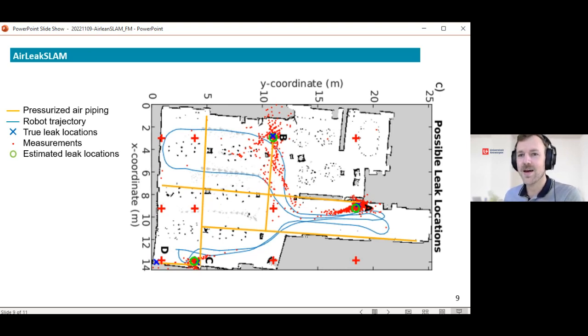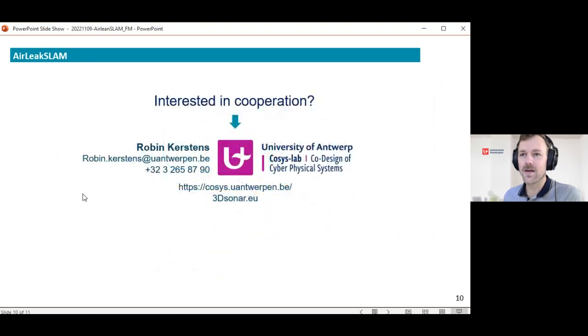If you would be interested in this technology, we can do prototyping projects. Feel free to contact me, because the system as of now is not available for sale, because it's not a finished product. It's still in the prototyping phase, but cooperation is always a possibility, and if that's of interest, feel free to contact me.